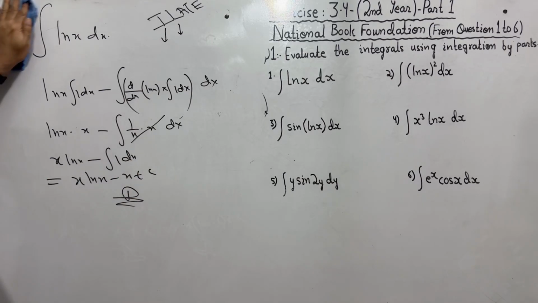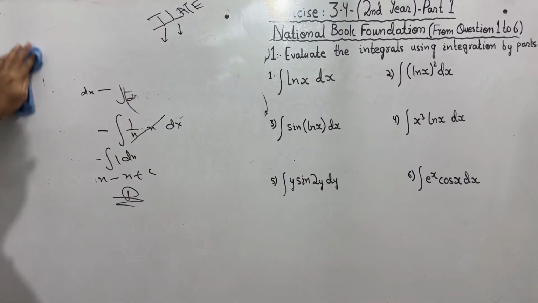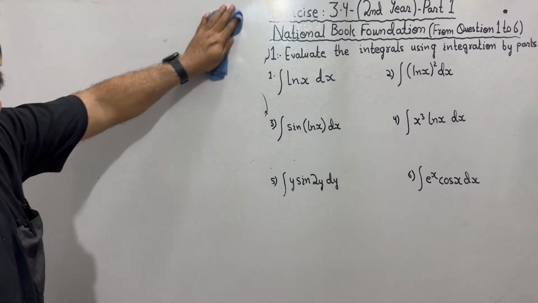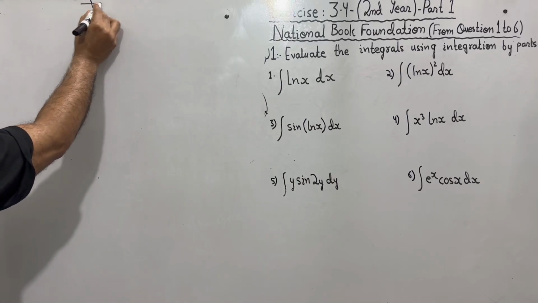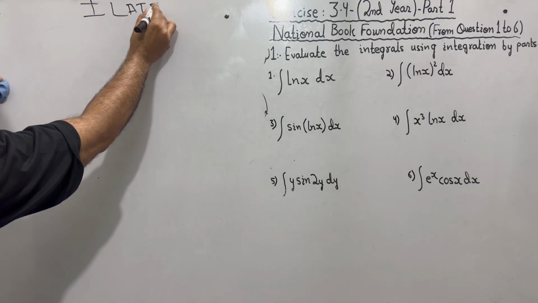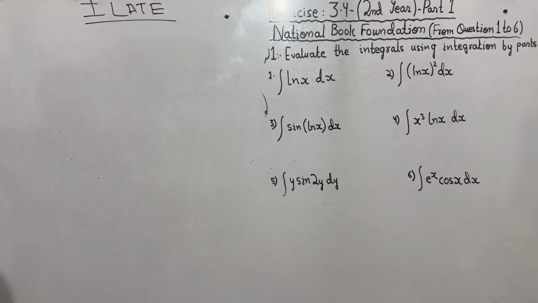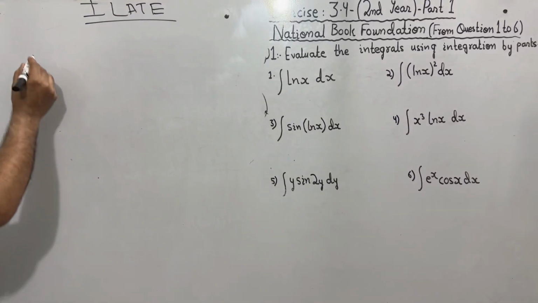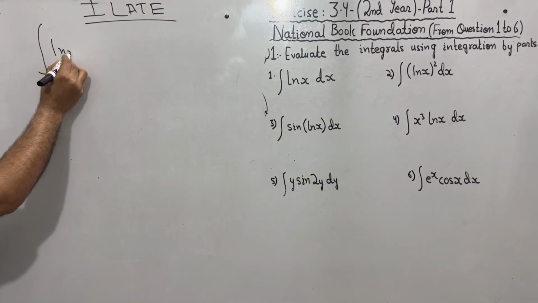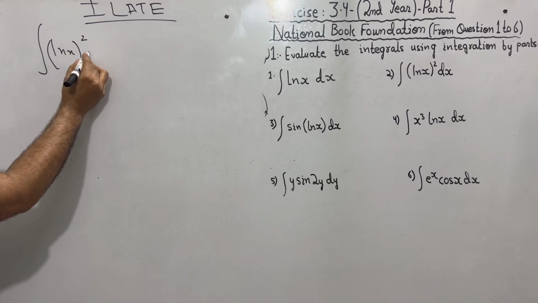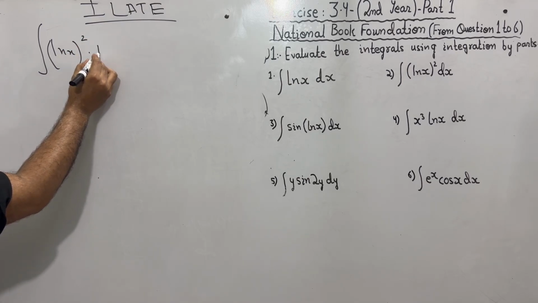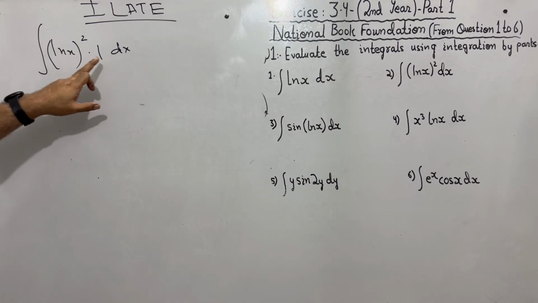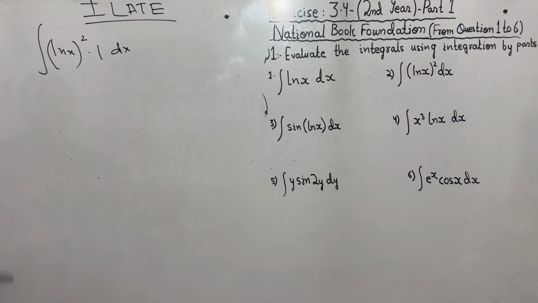Moving towards the same question, having ln, a logarithmic function, it should be the first one according to the Eilert rule, or according to the strategy, take the first one whose integration is not known. Here it is ln x whole square times, introduce 1 dx. It's our first function, and this is our second.